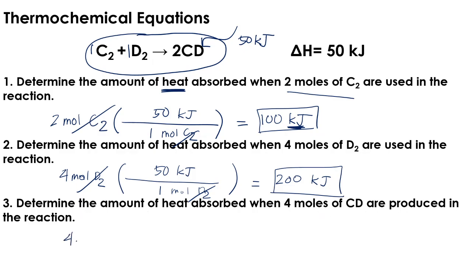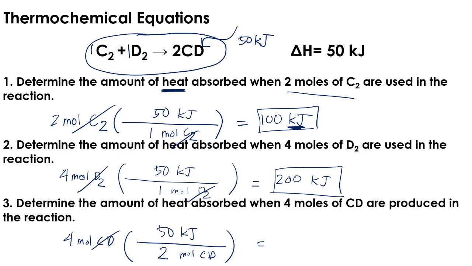The same thing, 4 moles of CD. And then, let's look at the thermochemical equation. So here, moles of CD. Then here, the coefficient for CD is 2. Let's put it here. So for every 2 moles of CD, delta H is equal to 50. So that's 50 kilojoules.